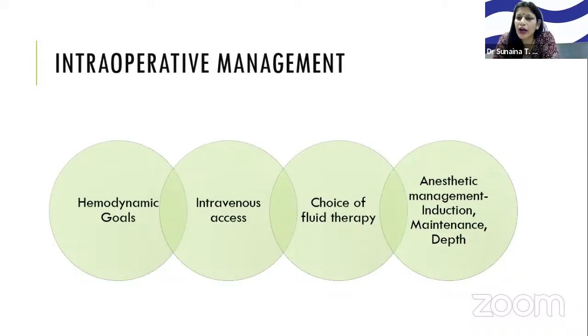So, how will you induce this case? We induce with the IV induction agent propofol, slowly titrated dose. If required, vasopressor may be added. And if cardiac function is impaired, then we can use ketofol or etomidate. And for muscle relaxant, we use rocuronium 1.2 mg per kg. RSI is done in this case as the patient has ascites that may lead to aspiration.